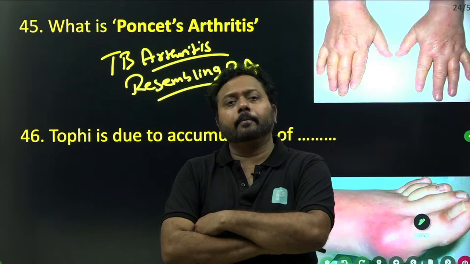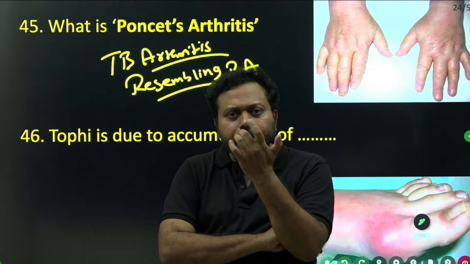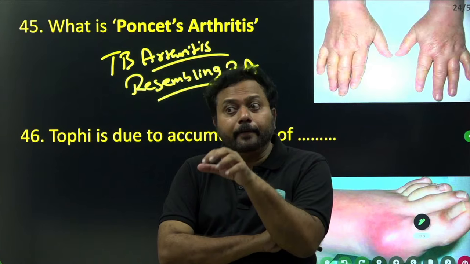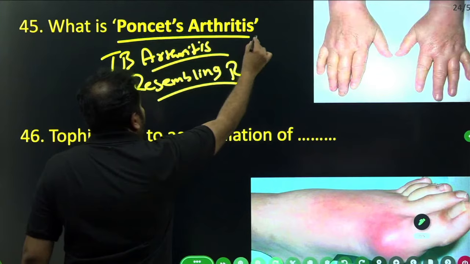Okay, so these are the joints. In rheumatoid, what joints are involved? Small joints, especially hand joints, metacarpals. So when tuberculous arthritis involves the small joints, you will think it is a case of rheumatoid. You will investigate in the line of rheumatoid. Finally, it will turn out to be tuberculosis. That tubercular arthritis resembling rheumatoid arthritis is called Poncet's arthritis. So this goes by a name, tuberculous rheumatism.